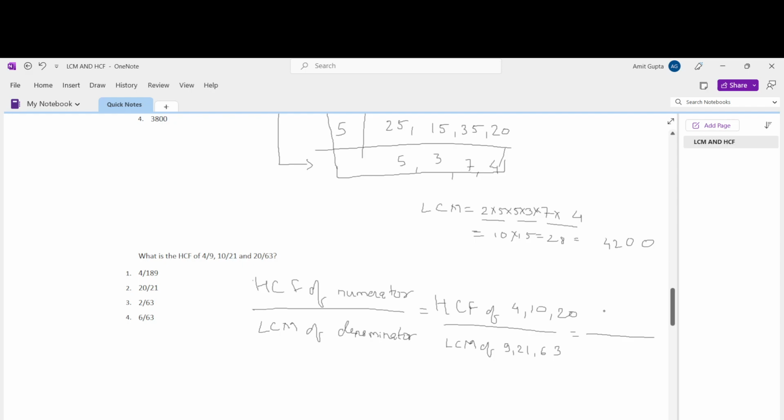So HCF for these numbers will be 2, and for LCM of 9, 21 and 63, the LCM will be greater than or equal to 63. 9 can divide 63 completely, 21 can divide 63 completely. So LCM for the denominator will be 63. So we have our answer here: 2 by 63.